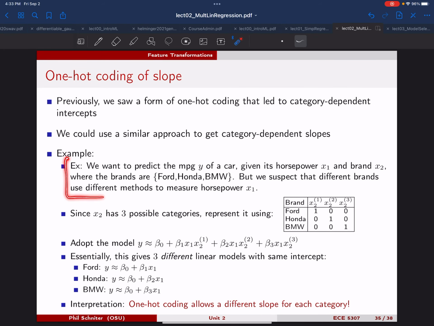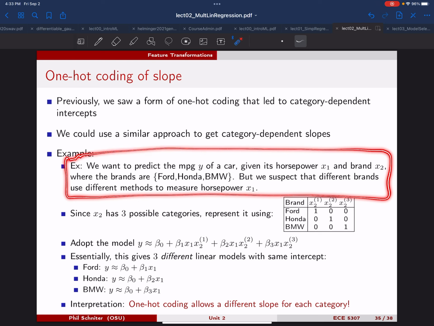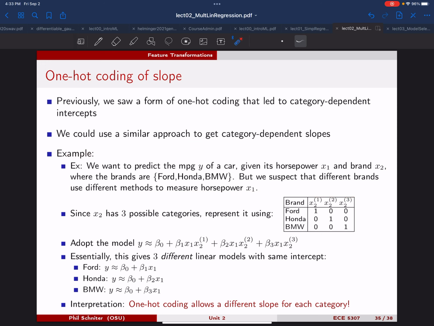So here's the example. Suppose, again, we're measuring the miles per gallon of a car, given its horsepower and brand. But what we know is that different brands measure horsepower differently. Let's suppose that these guys at BMW, these Germans, always like to overinflate their horsepower. So when it's 50, they actually say it's 60. And then maybe the Japanese at Honda, they're very modest. So when they say it's 50, it's actually 60. Maybe we know this, and so we want to calibrate.